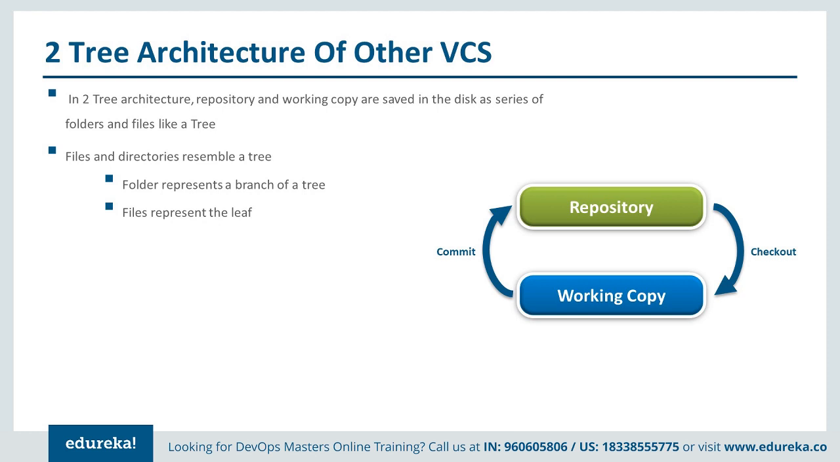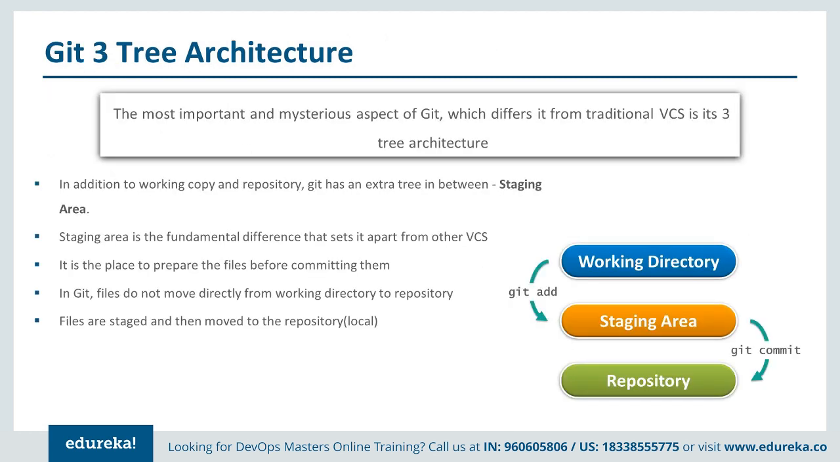Hence, this architecture is called the two-tree architecture. The famous VCS with this kind of architecture is Subversion or SVN. So now that you know what a two-tree architecture looks like, it is interesting to see that Git has a different one. It is instead powered by three trees.